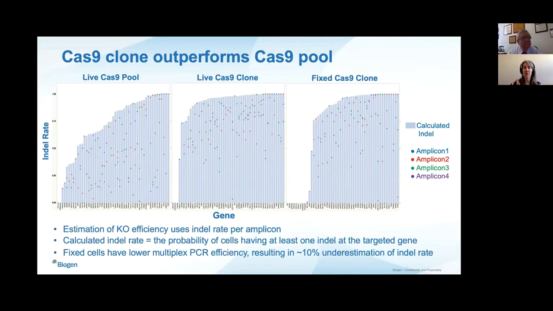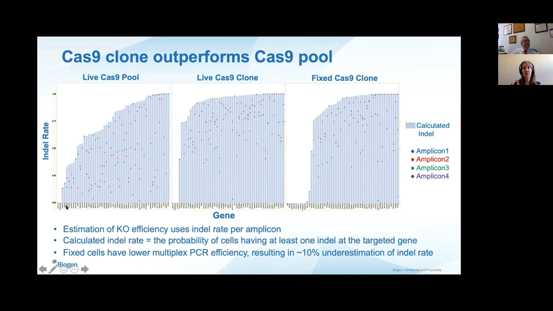We also wanted to know, could we use this technique with fixed versus live cells? Because when we do the imaging, we fix, but then we'd actually like to be able to come back and look at about 2 to 2.5% of our library and ask the question, how well did our screen work across those 500 genes? But then we needed to work with fixed clones.